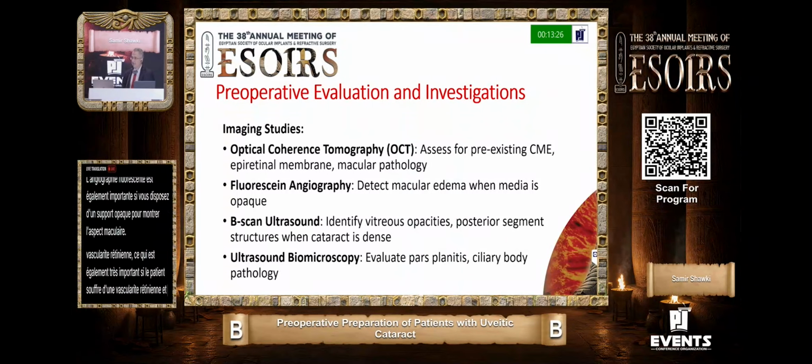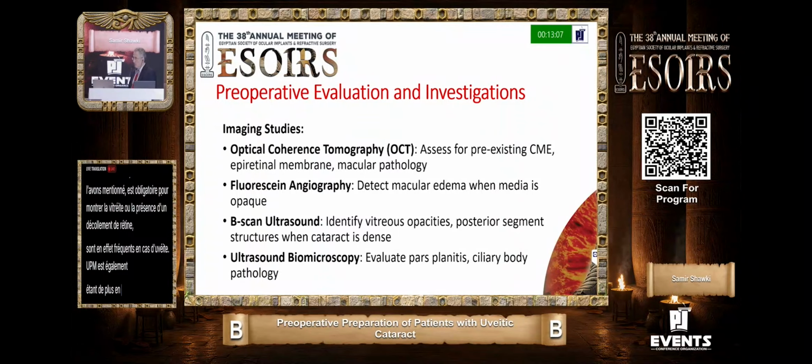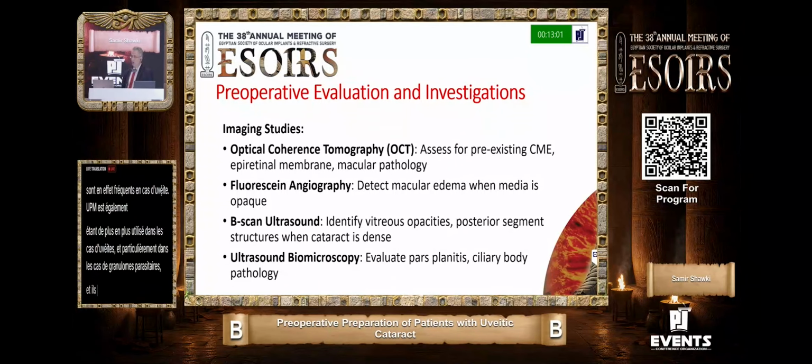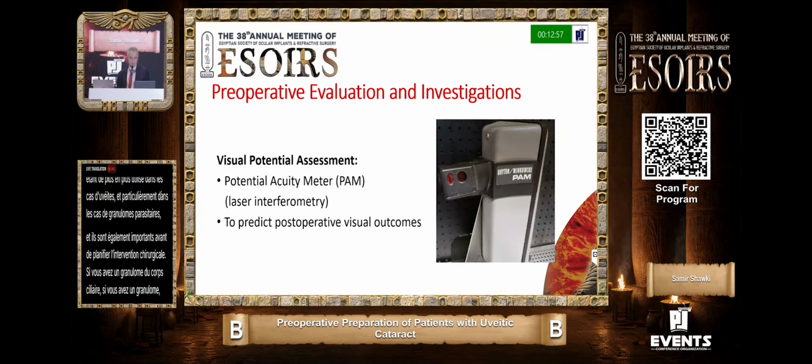B-scan, as we mentioned, is mandatory to show the vitritis or the presence of retinal detachment, which are in fact common in cases of uveitis. UBM also is being used increasingly in cases of uveitis, and particularly in cases of parasitic granuloma. It is important before planning for surgery if you have a ciliary body granuloma or a granuloma in other sites. So you have to be careful before doing cataract surgery in such patients.